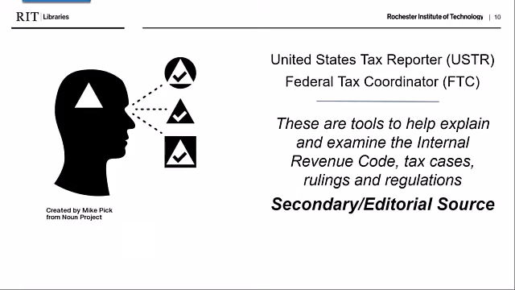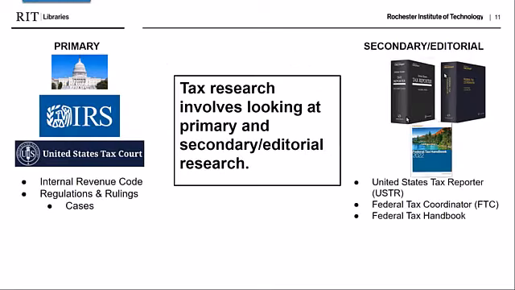The Federal Tax Coordinator is going to help explain and examine the IRC code, tax cases, rules, and regulations, and it offers in-depth analysis organized by subject. So these are two major secondary editorial sources. I'm flipping into the word editorial now because Checkpoint will call them editorial sources. So you've got your primary material and your editorial material, and your tax research is going to involve looking at both of these types of research and content.